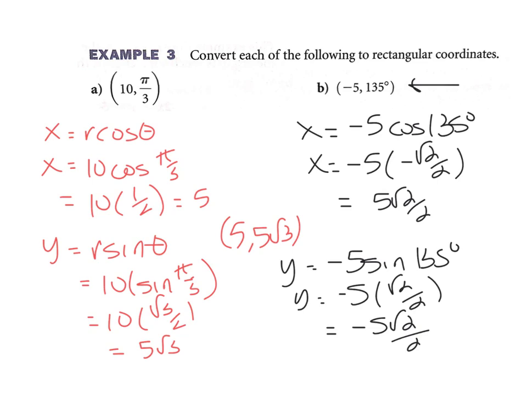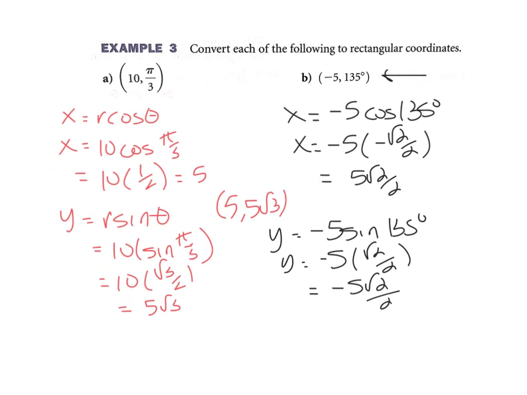So my point for that one would be 5 root 2 over 2 and negative 5 root 2 over 2.